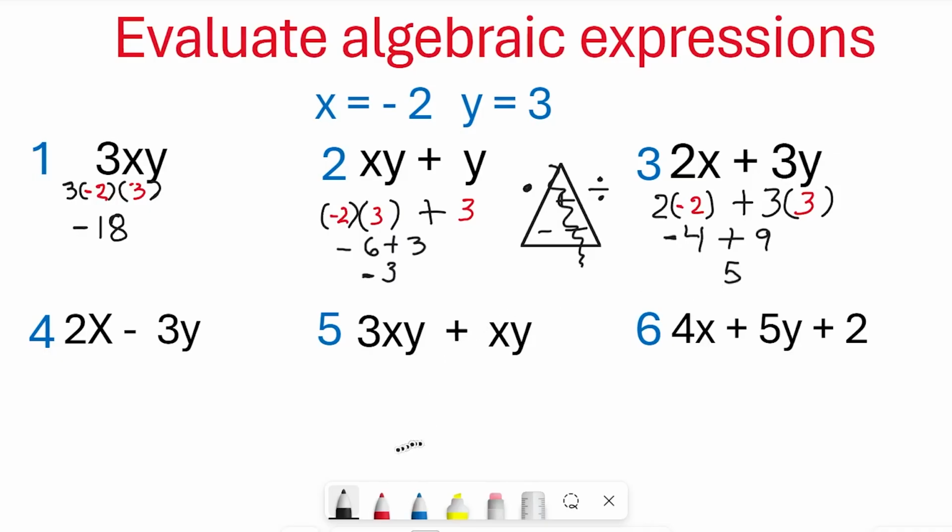Now, let's do the next one, number 4. This means 2 times x minus 3 times y. When I do the substitution, I'm going to replace x by the value that they want you to use. Same thing for y. And I have to write it inside the parentheses because parentheses means that you have multiplication, and that's what this means. So in this case, I'm going to write negative 2 and y equals 3.